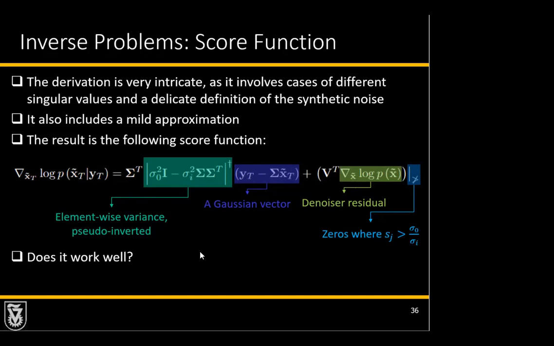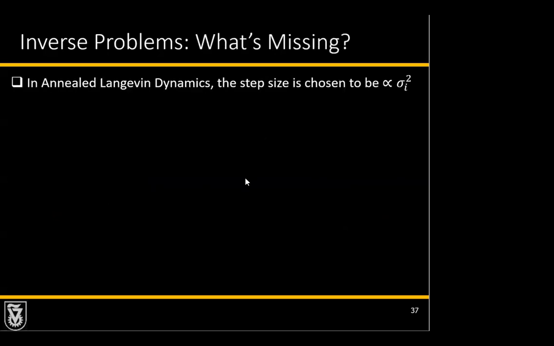Okay, so after all this work that we did in order to reach this expression, I wanted to check if it works well. And unfortunately, it didn't work well on every problem. So there were still some drawbacks to this, and we wanted to solve them. We remind ourselves that in the new Langevin Dynamics algorithm, the step size was chosen to be proportionate to the variance in the synthetic noisy version of xi. Now, this step size was chosen for image synthesis. Maybe it does not apply in our case.